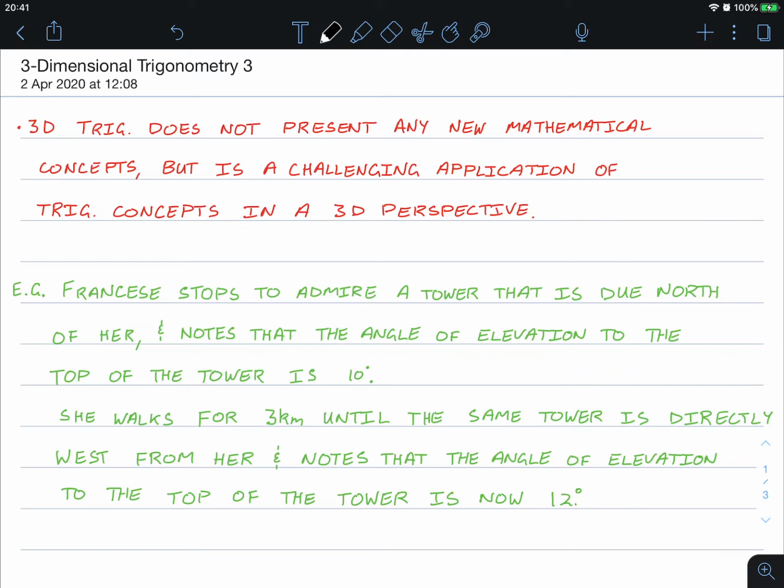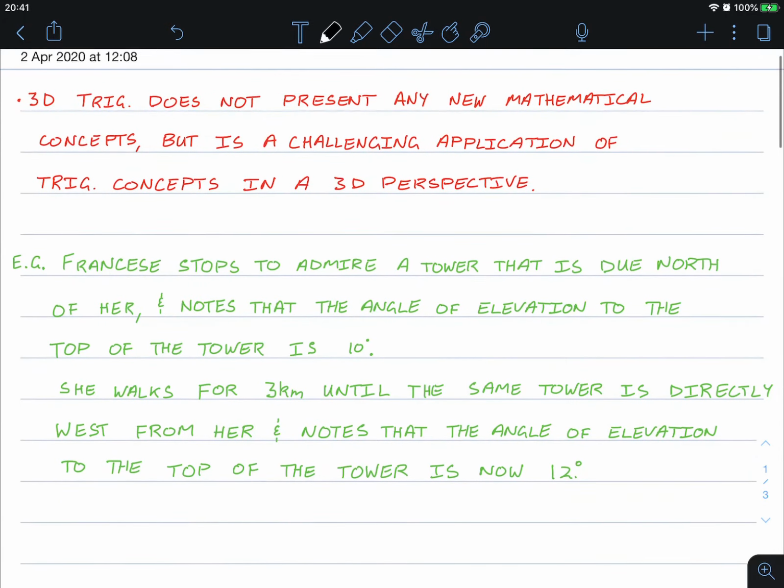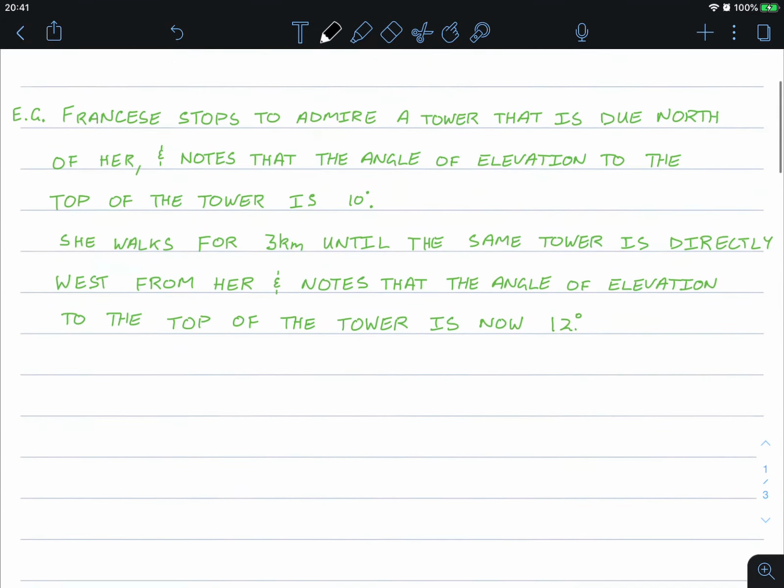Hello class, this is a video tutorial on three-dimensional trigonometry. Now, as you've seen in the previous two videos, it doesn't have anything new in terms of mathematical concepts, except it's just a challenging application of trig concepts in a 3D perspective. So, let's get straight to an example here.